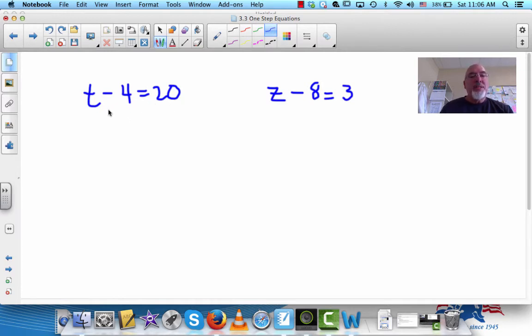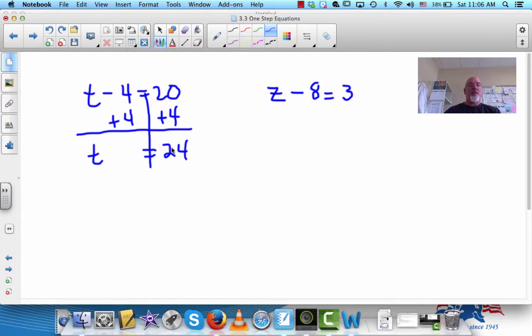The operation that we see is subtraction, so the opposite of subtracting 4 is adding 4. We do that to both sides. We draw a line indicating a new step, and then we've got t equals 24. Over here, did you get that answer? Good. Okay, now let's see, z minus 8.